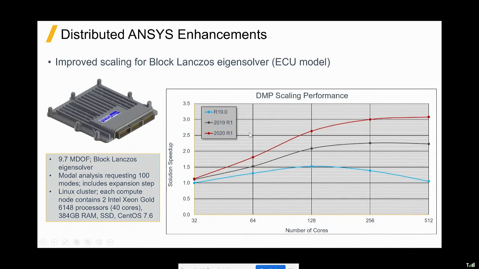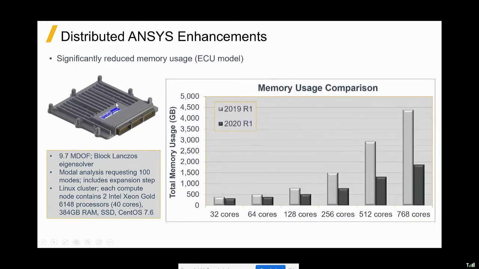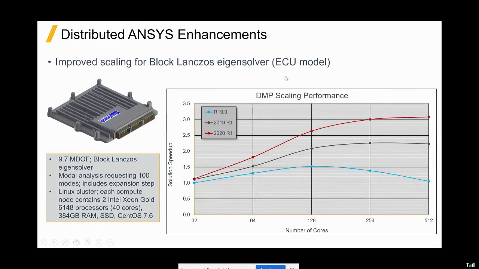Okay, so improved scaling. This is the same model here, so it confused me for a second. This is the ECU model, the engine control unit model. It's 9.7 million degrees of freedom, Block Lanczos eigensolver. You can see down here, the blue one is R19, and it actually started slowing down when you started adding cores, so that's not good.